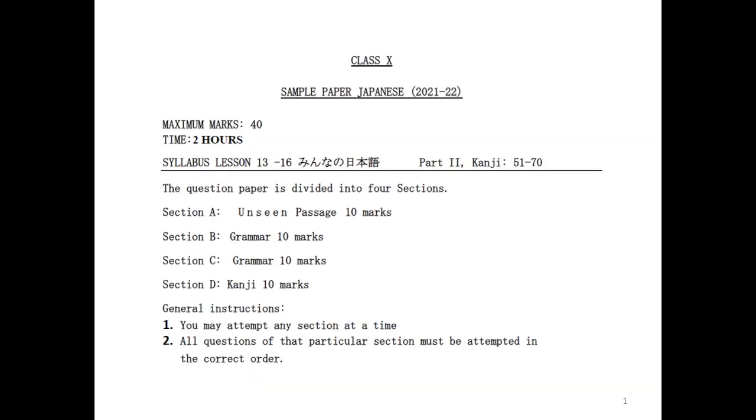The question paper is divided into 4 sections A, B, C and D, and each section is for 10 marks. Section A has unseen passage, section B and C have grammar, and section D has kanji. Maximum marks will be 40. Without any delay, let us go through the questions one by one.